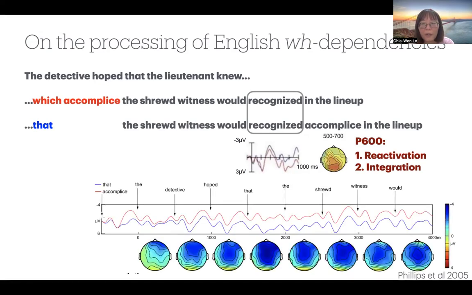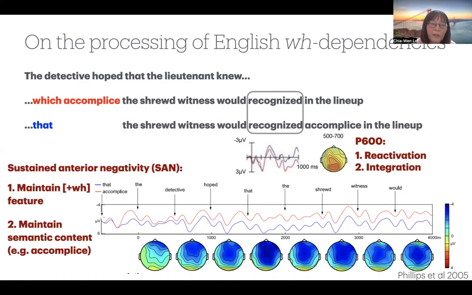and then we need to do some integration between the verb and the argument. And then we also have the result starting from the determiner until the main verb. You can see the red line, the WH question, showing sustained activity, and you can see a topography showing the deep blue here. This is called sustained anterior negativity. This suggests that we need to maintain the WH feature and also some kind of semantic content, for example, "which accomplice," until we see the critical verb.